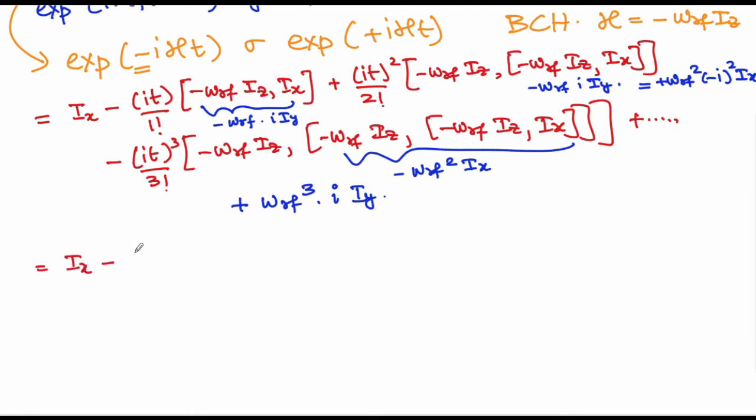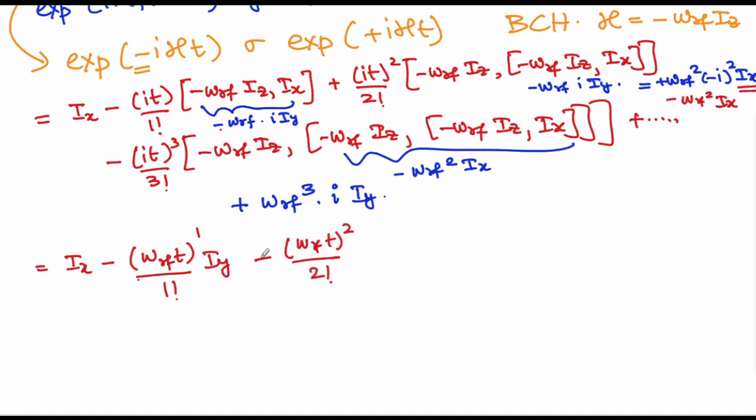Ix minus, you see a minus of a minus, that should become plus, and then you have an I square, that will once again make it a minus, so therefore minus will remain. I'm going to end up writing omega RF t power 1 by 1 factorial times Iy. The second term has only Ix in it, minus omega RF times t the whole square divided by 2 factorial times Ix plus omega RF t the whole cube by 3 factorial Iy and so on. I request you guys to calculate the other terms.